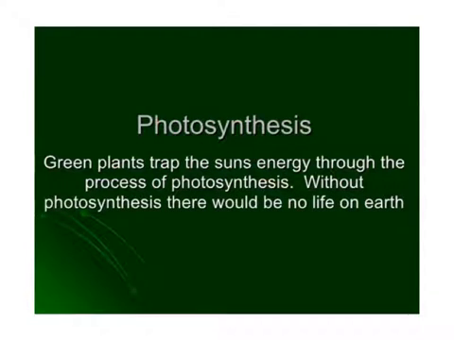So in a nutshell, photosynthesis traps the sun's energy, turns it into chemical energy, and that chemical energy is then broken down to help that plant grow and carry out its life processes. And then when other organisms eat those plants, the energy is transferred to them. The plants are the basis of any food chain or food web. So without photosynthesis, there would be no life on Earth.